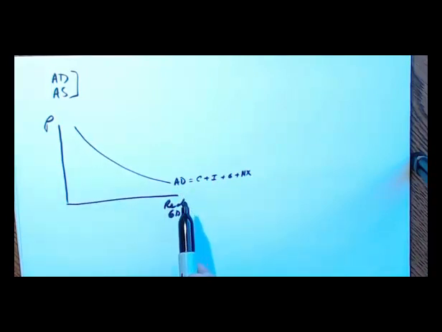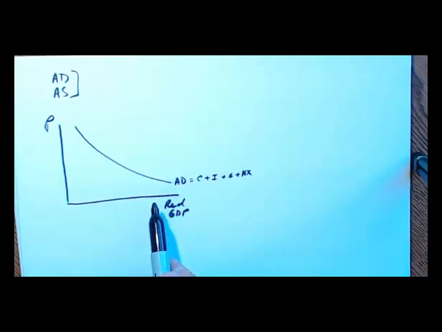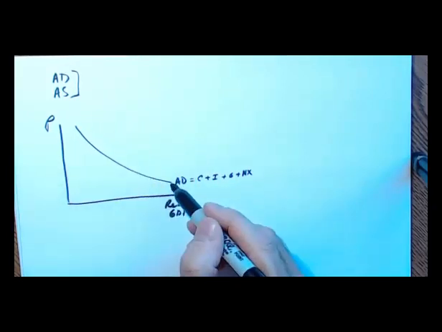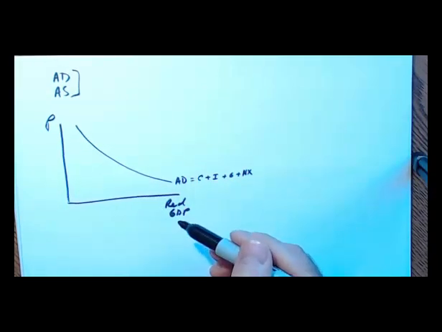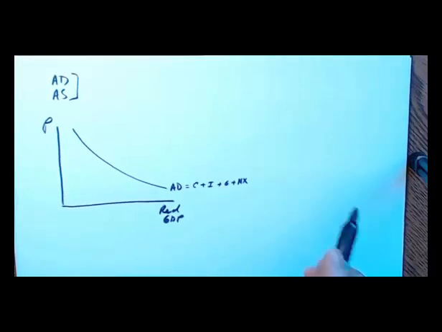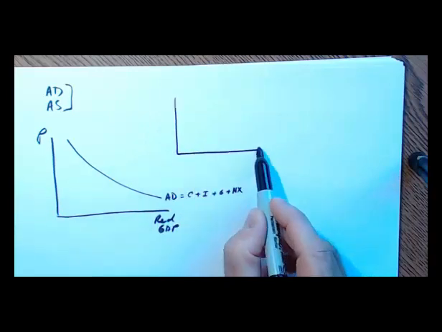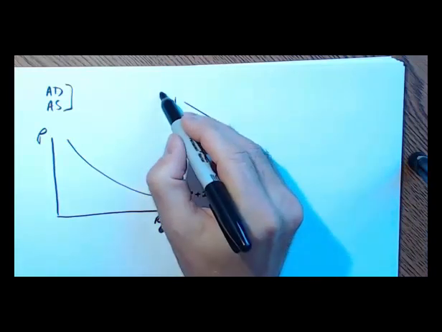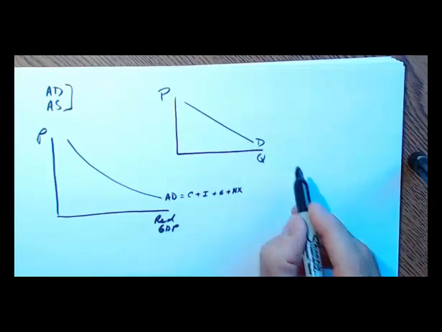Now we have to explain why the aggregate demand curve is downward sloping. And the point of this is that the reason for the downward sloping aggregate demand curve is not the same reason as the downward sloping demand curve for an individual good or service. The demand curve for an individual good or service was downward sloping. So here we had the quantity of a particular good or service, and here we had the price of a particular good or service, and the demand curve was downward sloping.